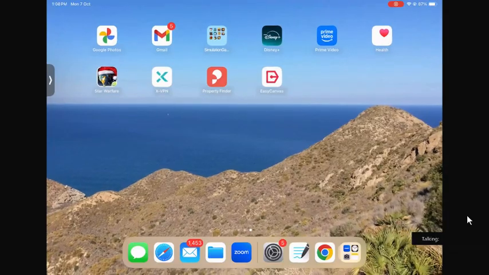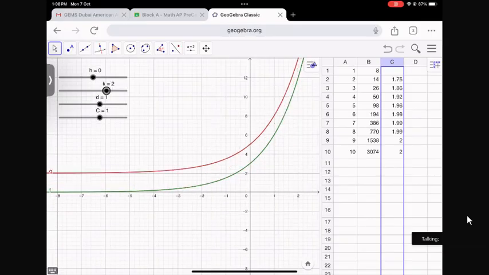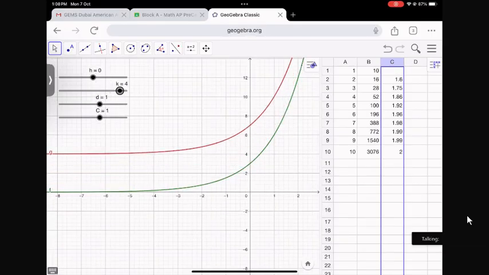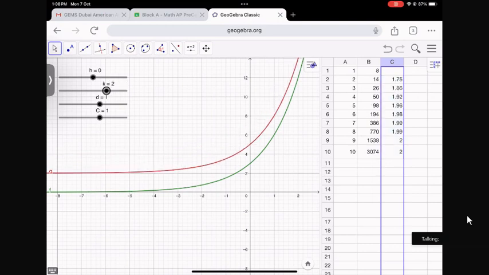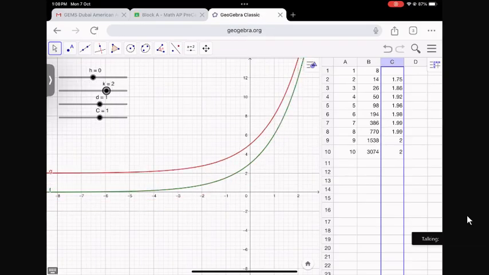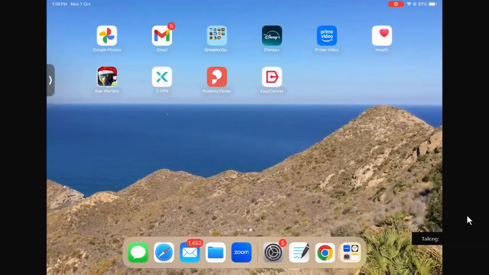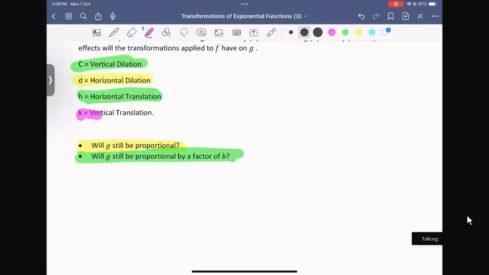And our last one is going to look at the vertical translation. As we translate vertically up and down, look at this column C over here. We're getting a different proportionality. If k is not equal to 0, we are going to get a different proportion. It's not going to be proportional. K is any other value than 0. So this one is a no.